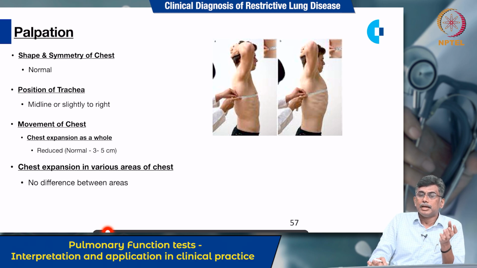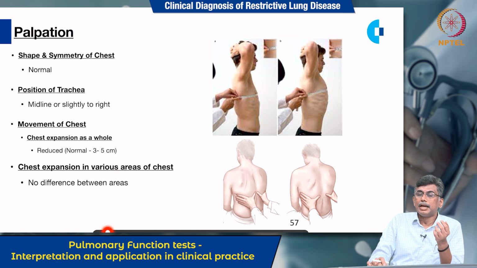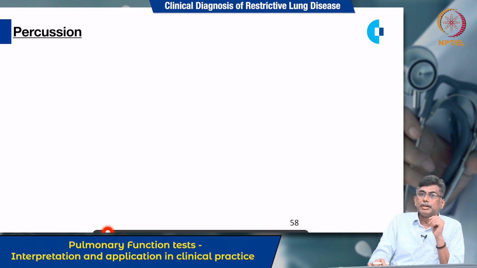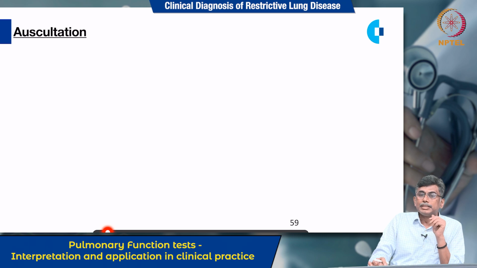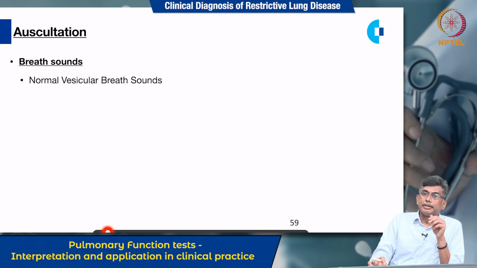We also can see the chest expansion in different areas. Generally it is usually normal. Percussion we do with the pleximeter and plexor, and usually it is normal lung resonance with the diffuse parenchymal lung disease. Auscultation is very important to diagnose a diffuse parenchymal lung disease.